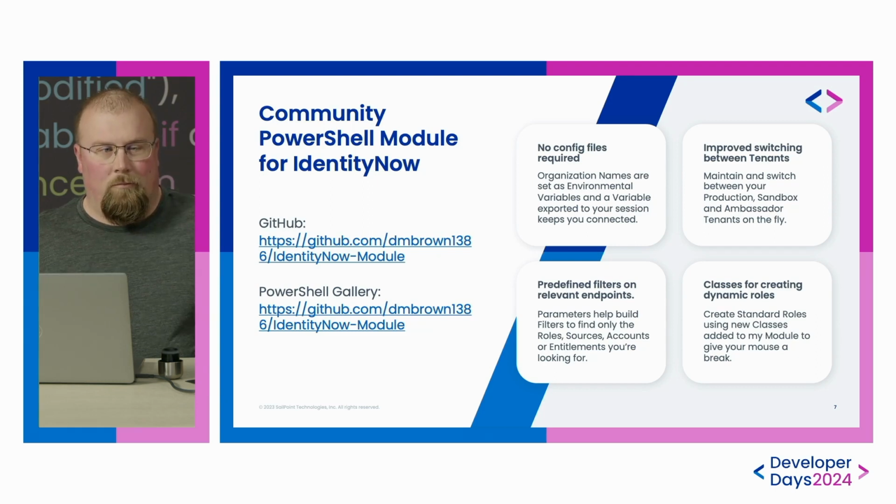And then for endpoints to hit things like accounts, sources, roles, access profiles, etc., things that are going to return a long list of items, I have added parameters to those commands to help build filters a little more easily, so you can just search by name, what the name starts with, only get items relevant to a particular source or identity, depending on what we're looking at. And then the last thing, as the name of this presentation implies, more classes, and we will get into that with the live demo.